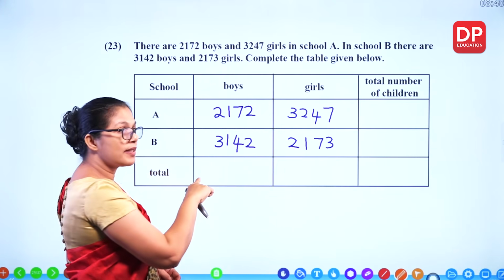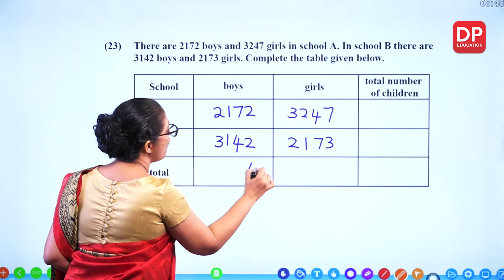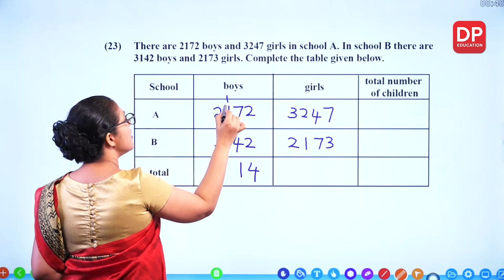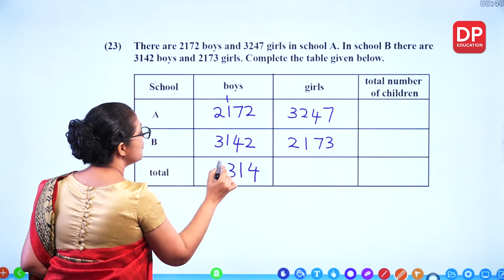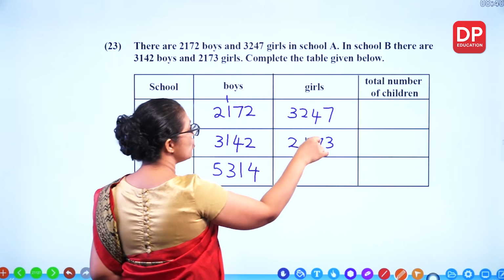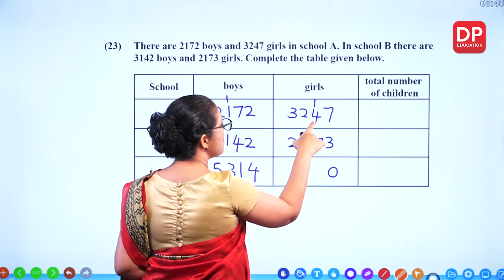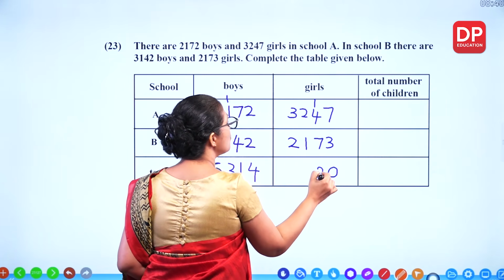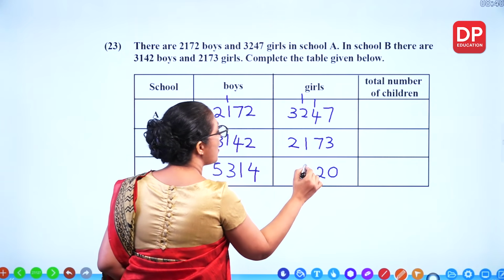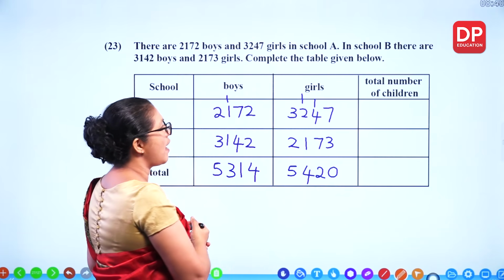So you need total. So how many boys are there? We can add these two. 4. 7 plus 4, 11. Take 1. You get 3 here. 3 plus 2, 5. Now add these two. 7 plus 3, 10. Take 1. 8 plus 4, 12. 2 there and take 1. 2 plus 1, 3 plus 1, 4. And 3 plus 2, 5.